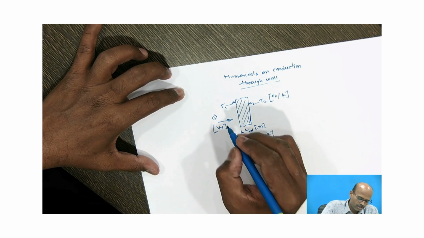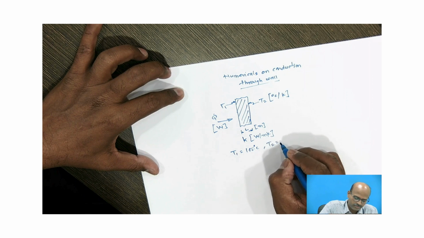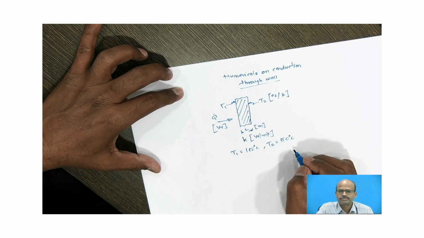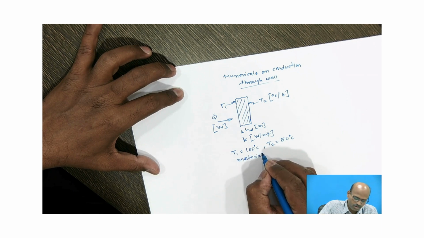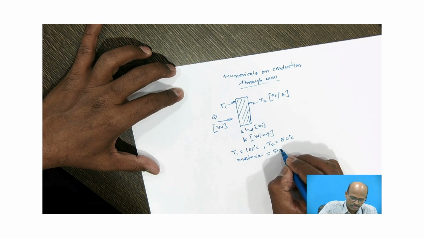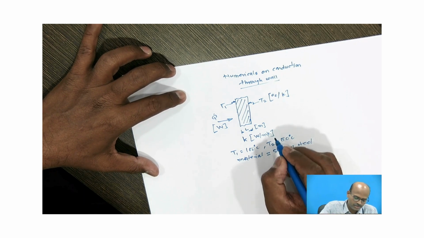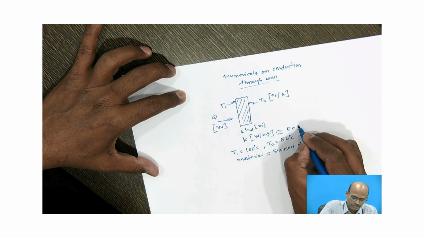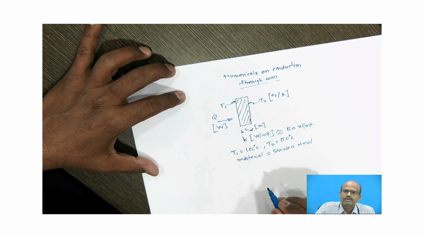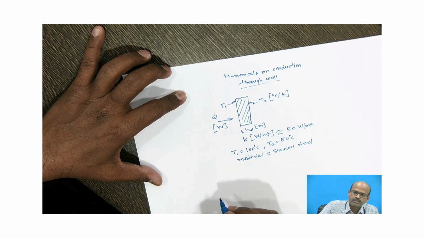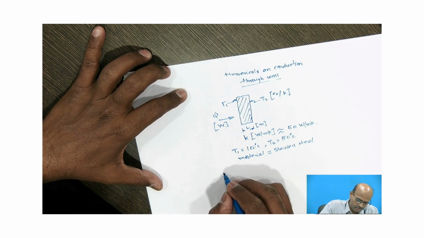Now suppose inner surface temperature is 100 degree Celsius, outer surface temperature is 50 degree Celsius. Now the material of the wall is suppose stainless steel. Then the thermal conductivity of stainless steel is around 50 watt per meter Kelvin. Then calculate the rate of heat transfer. So this will be the given data. Immediately after given data, you are supposed to draw the thermal network.